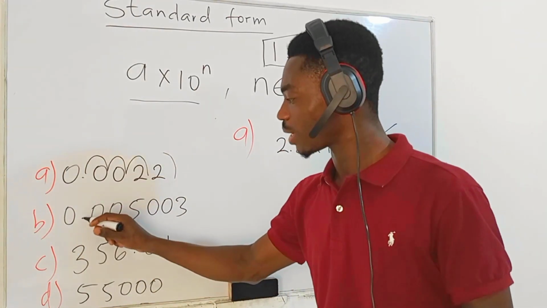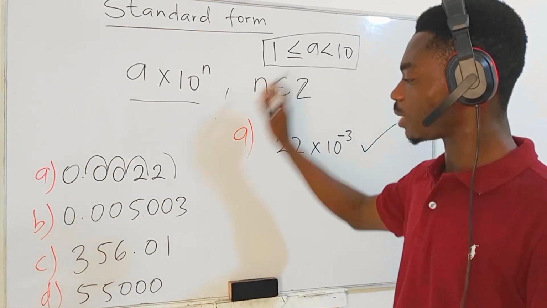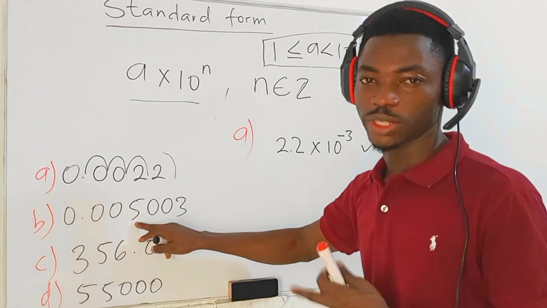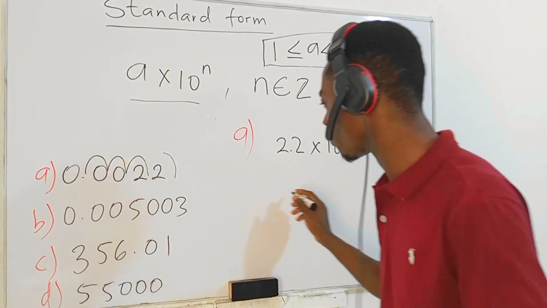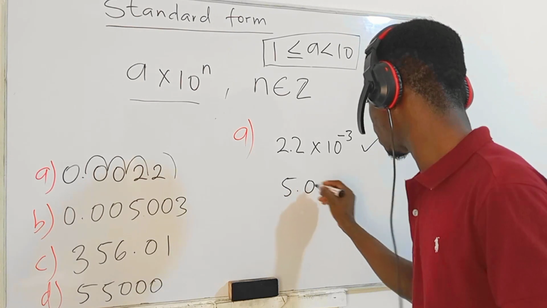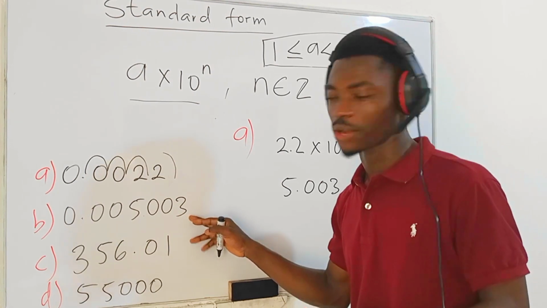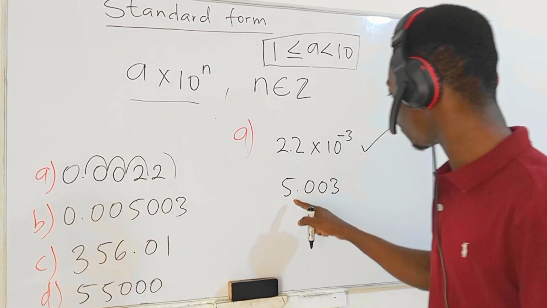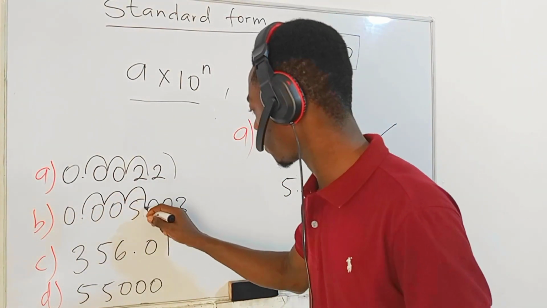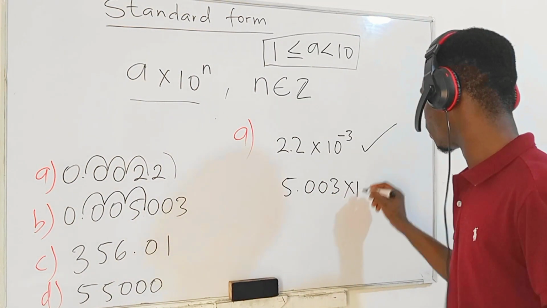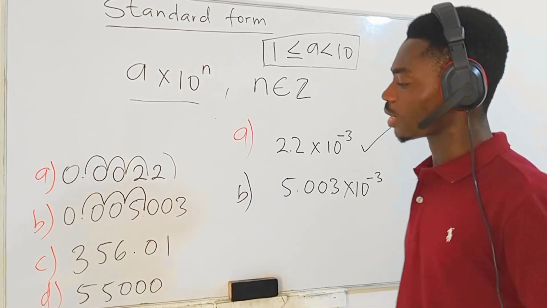So b, the decimal point is here. Now we have to move it all the way to this point so that our a will be in the range. If you bring it to this side, then it means you are going to have 50 point something, which is going to be more than the range right here. So basically we are going to have 5.003. Because here we have a non-zero number, it means that we have to write all of them. So we have 5.003, then times the number of times we move. We have 1, 2, 3. So it's going to be here. So we have times 10 to the power minus 3, and we are done. So this is B.